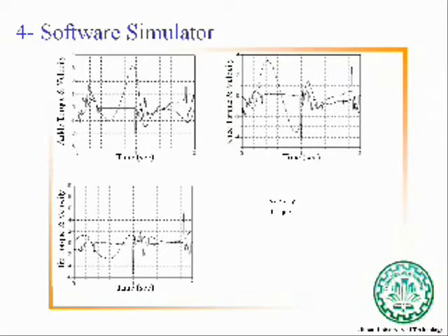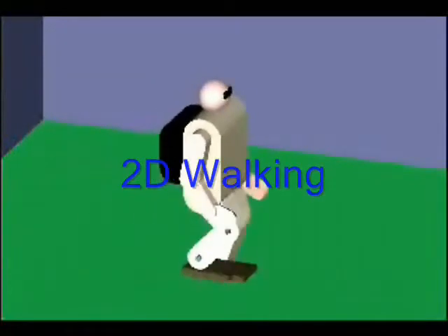Ankle, knee and hips, torque and velocity for a stable motion is illustrated here. This is the graphical output of the simulation, which starts with two-dimensional walking, then three-dimensional walking, and last is the three-dimensional turning of the robot.